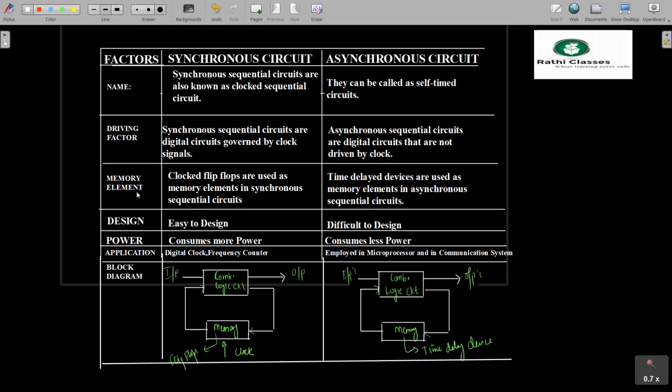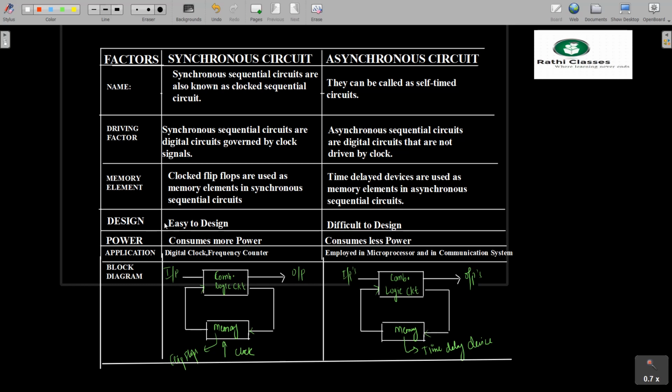Next we'll be talking about the memory element. In the memory elements, the data are stored with the help of flip-flops, whereas in the case of asynchronous circuits, the memories are stored in terms of time delay devices.